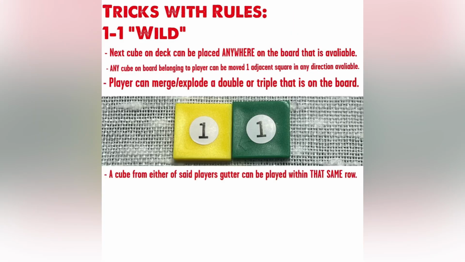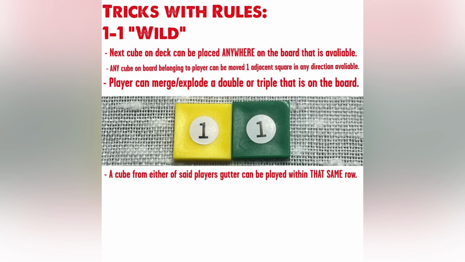Tricks with rules. 1-1, also known as wild. Playing a trick consisting of double ones gives a player several options, such as placing the next cube on deck anywhere on the board that is available, or moving any cube or cubes belonging to the player who plays a 1-1 trick 1 space to an adjacent square in any direction that is available.